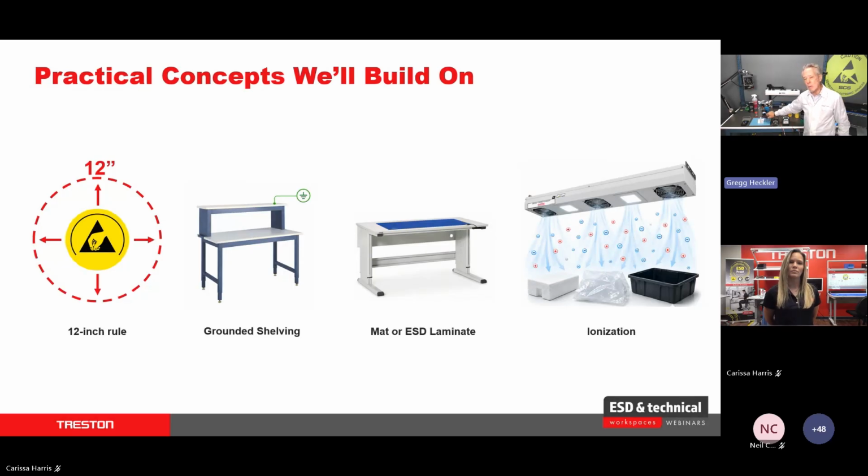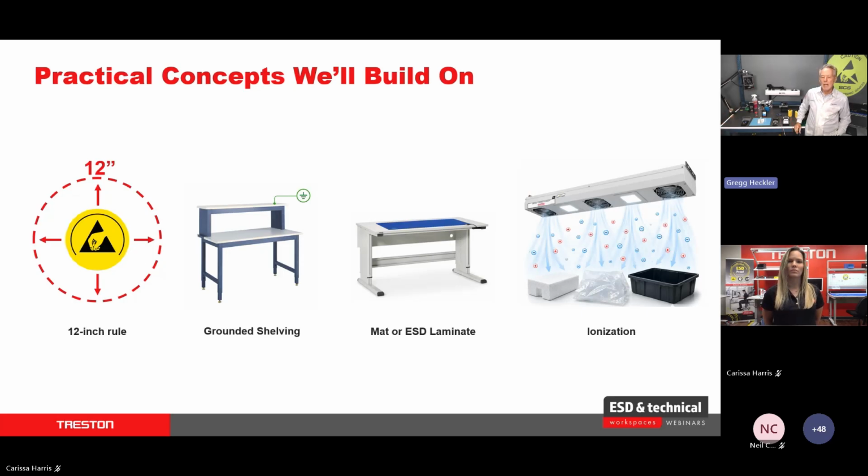So think about it that way as well. Not just what's in it, but where it's going. That's right. And you touched on the third concept that we're going to talk about, Greg, and that's the work surface. Now, sometimes mats make sense, whether it's a rubber mat, a vinyl mat, 2-layer, 3-layer vinyl, or laminate, right?